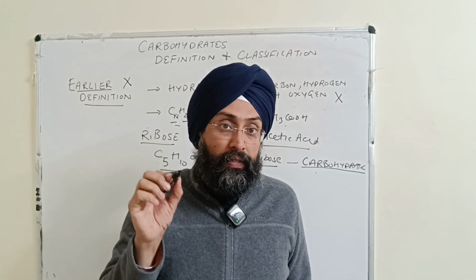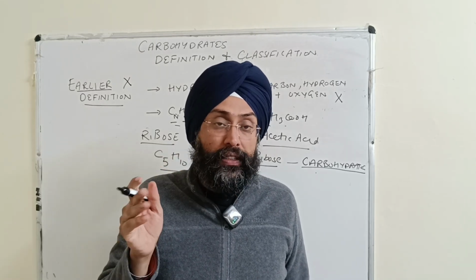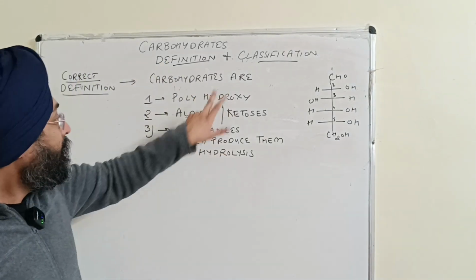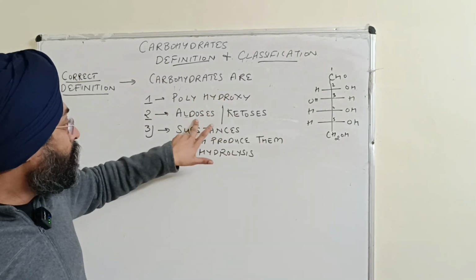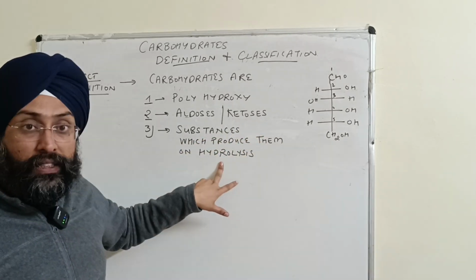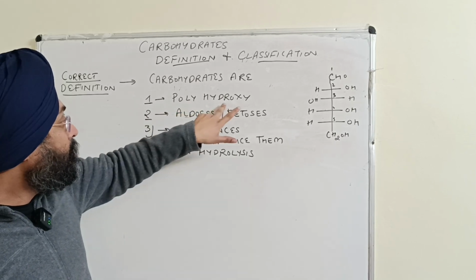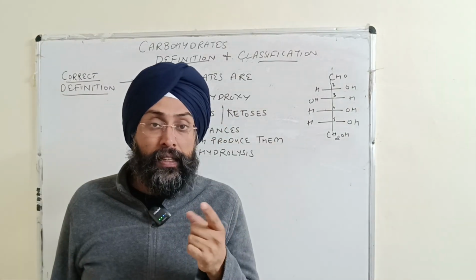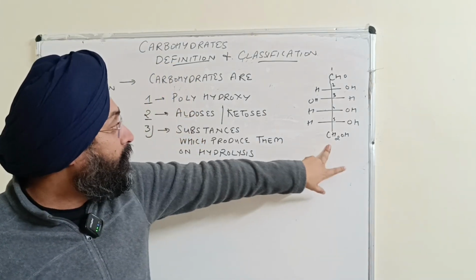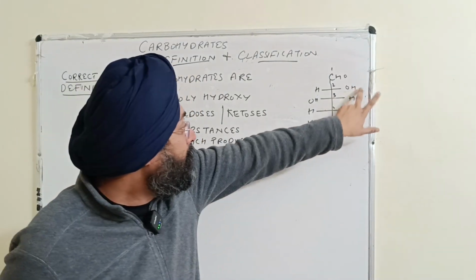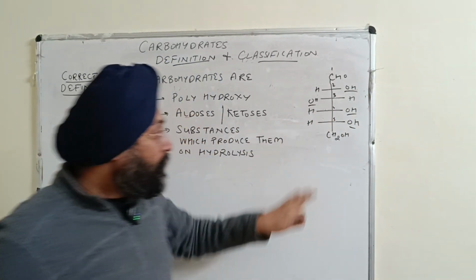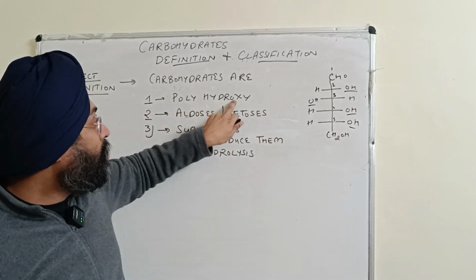Now I will start with the proper definition that is 100% correct. The proper definition here is they are carbohydrates, they are polyhydroxy aldoses or ketoses or substances which produce them on hydrolysis, right? So first part is polyhydroxy. Poly means many, and when they have many hydroxy groups, they are known as polyhydroxy, right? For example, I have written down glucose here. There are multiple hydroxy groups like this, right? So that covers polyhydroxy, right?